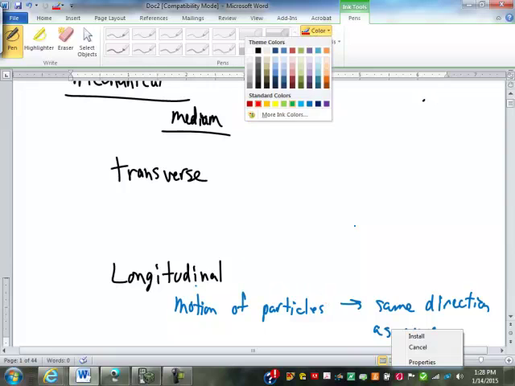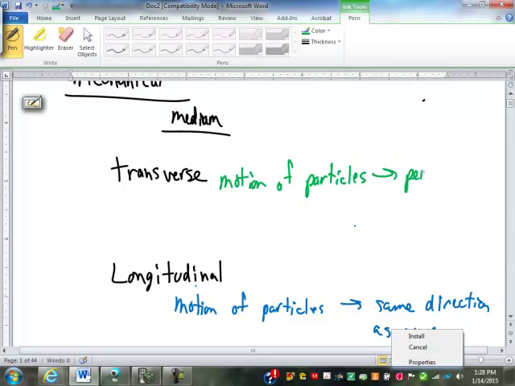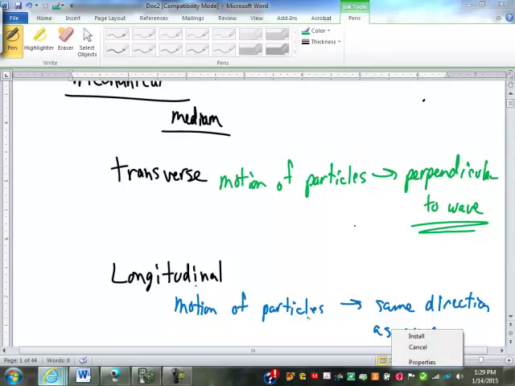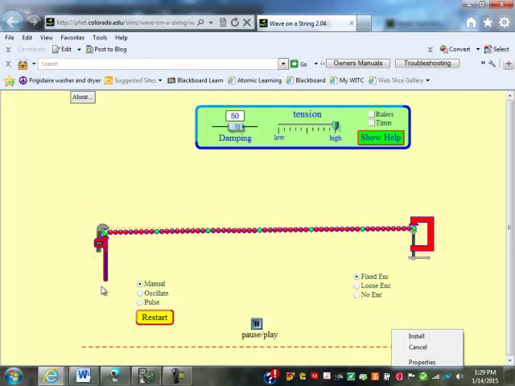A transverse wave, the motion of the particles is perpendicular to the motion of the wave. Remember, perpendicular means at a right angle. So I know I've got an applet for this one, if it'll open. So here's my wave on a string applet. I can grab the wrench, wiggle it up and down. I send a wave pulse down it.